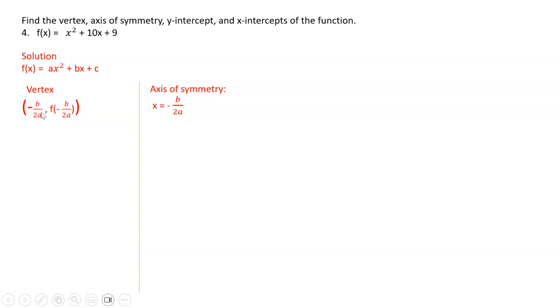Then for the axis of symmetry, right after we find the vertex, the axis of symmetry is obvious. It's going to be x equals whatever the x part of the vertex is, which is x equals negative b over 2a.